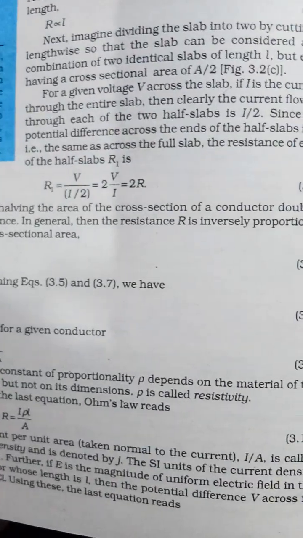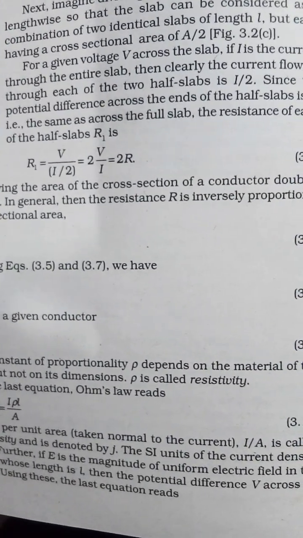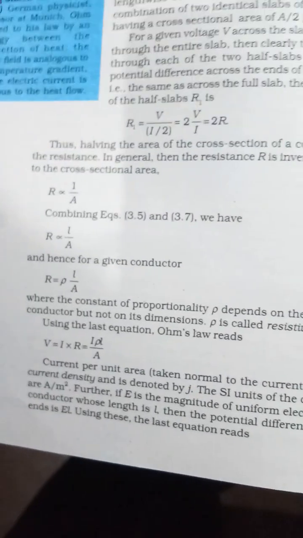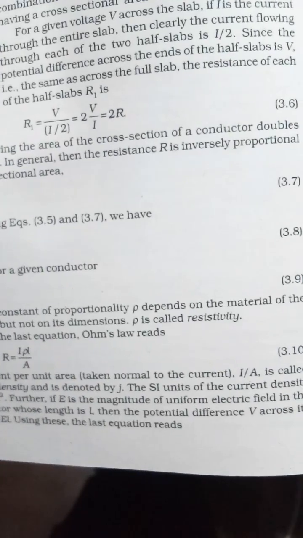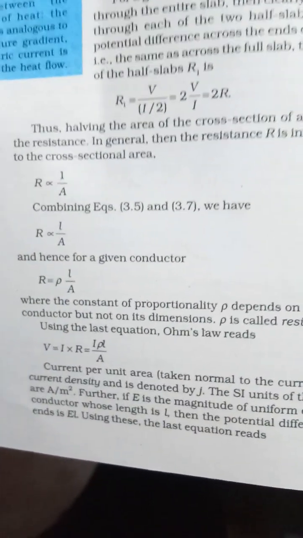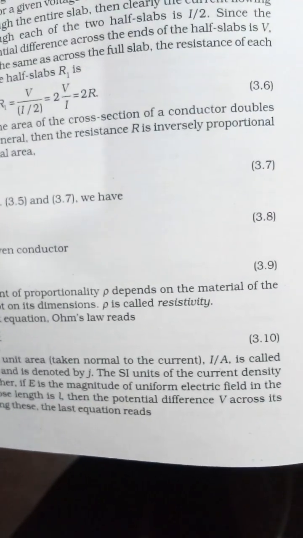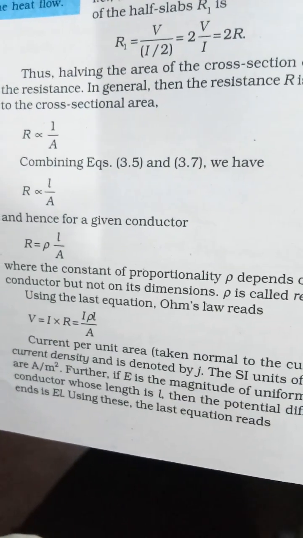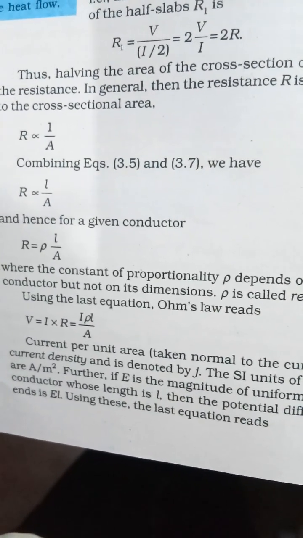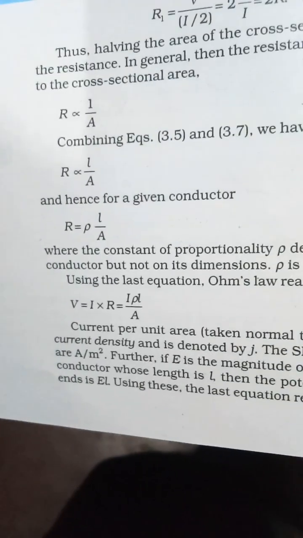The resistance of each of the half slabs, R1, is equal to V by I by 2, which is equal to 2V by I, which is equal to 2R, equation 3.6. Thus the halving of the area of cross section of the conductor doubles the resistance. In general, then, the resistance R is inversely proportional to the cross-sectional area, R is proportional to 1 by A. Combining equations 3.5 and 3.7, we have R proportional to L by A.